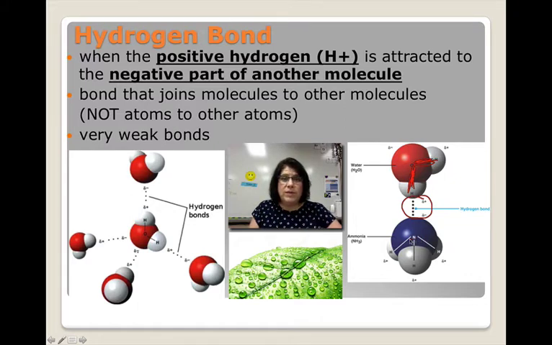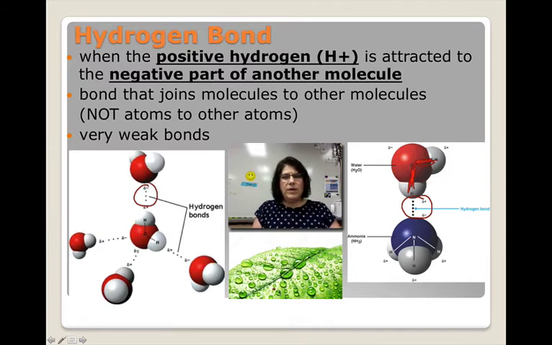Really, really important in biology. You're going to find them in water. We're going to find them in DNA. We're going to find them in a lot of places. But they are joining different molecules to each other temporarily. They are weak bonds, but they are very important because we have a lot of them. So their strength comes in their numbers. There it is right there. Here, water. Right there, these are hydrogen bonds holding water molecules to each other.